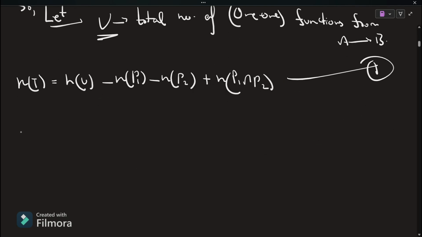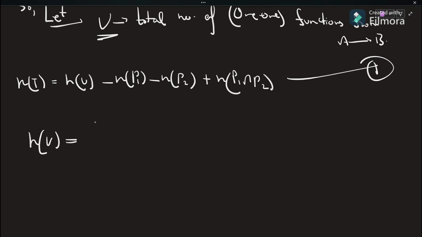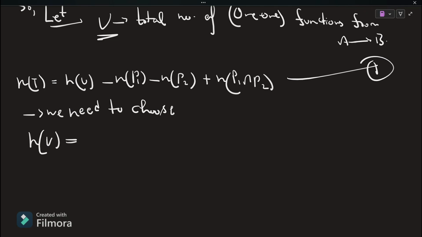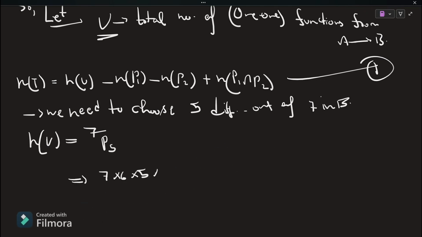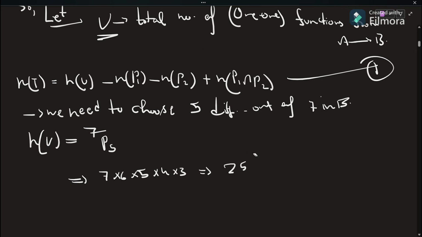So for the total number of 1-1 functions, let's say n of u, we need to choose 5 different elements out of 7 in B. Okay, so here we get 7P5, which is very easy to solve for all students. So the answer is 2520.